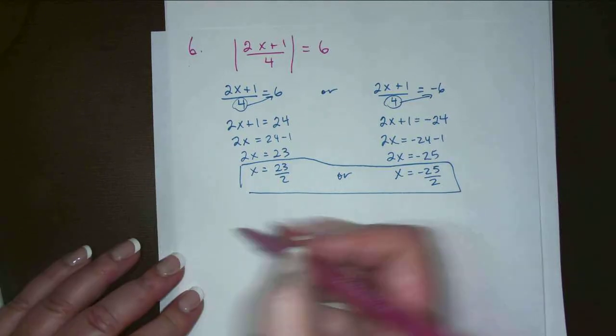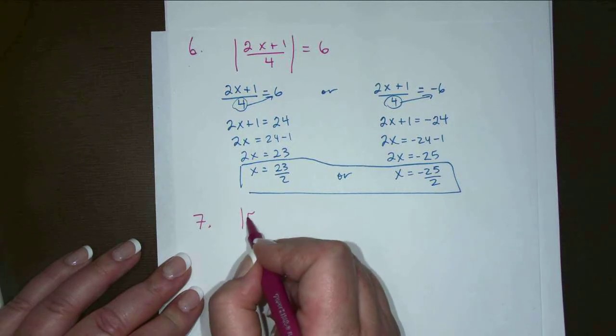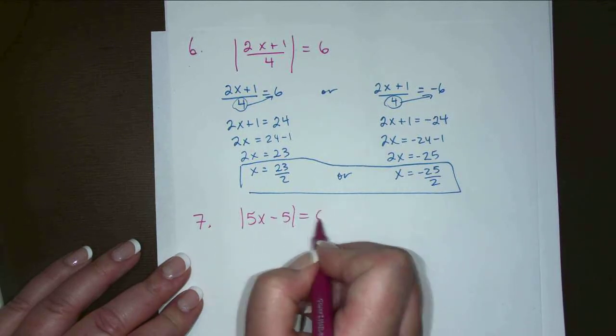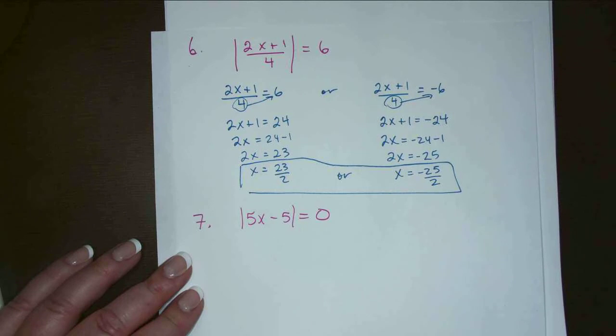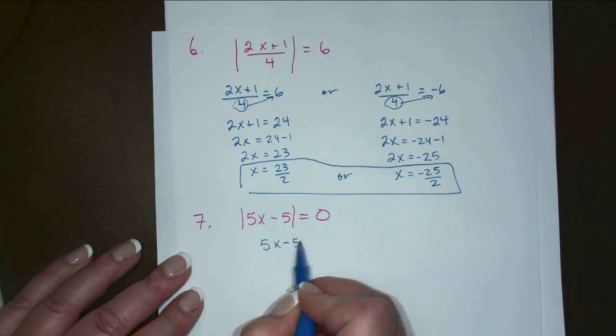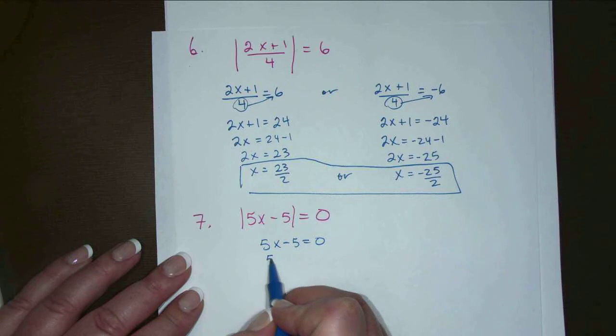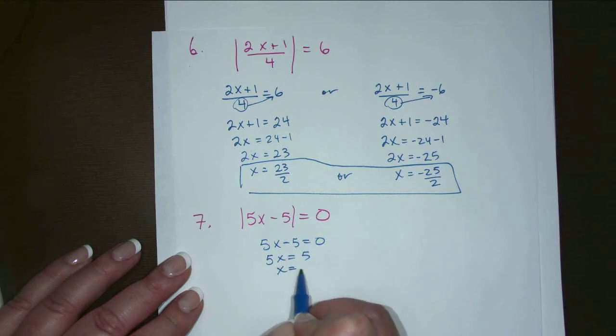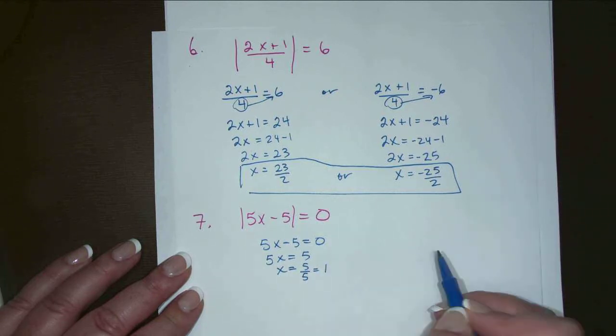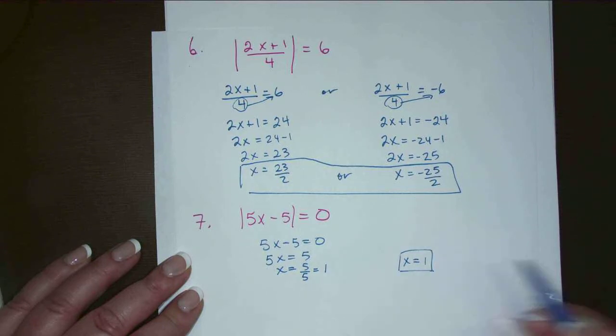So what about this one? Yeah, this will have one answer because we say, well, the inside would have to equal 0. You don't say plus 0 and minus 0, it's just 0. So the inside will equal 0, so that will give me 1. If you plug 1 in, you'll have 5 minus 5, which is 0.